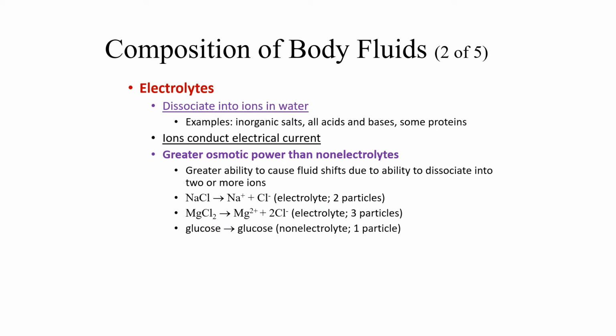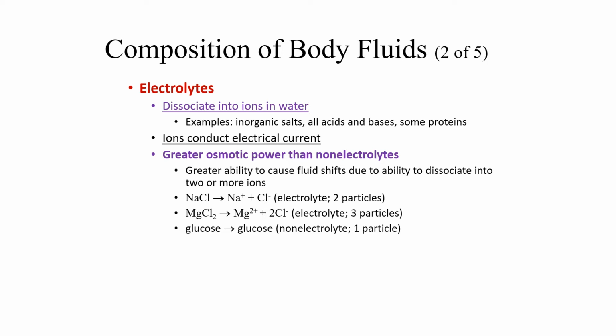Electrolytes are things like inorganic salts, acids, bases, a few proteins. These dissociate into ions in water. That's very important. They dissociate into ions in water. So remember that our ions are used to create our electrical gradient. That is important for our heart to work and important for our nervous system to work properly.